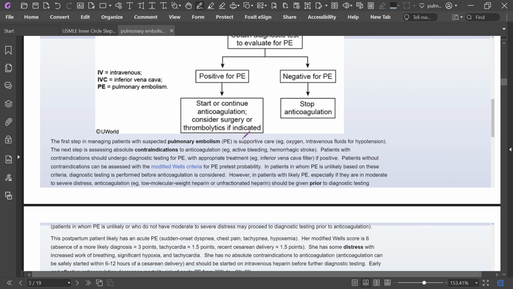In this setting, according to the modified Wells criteria, it is PE likely.